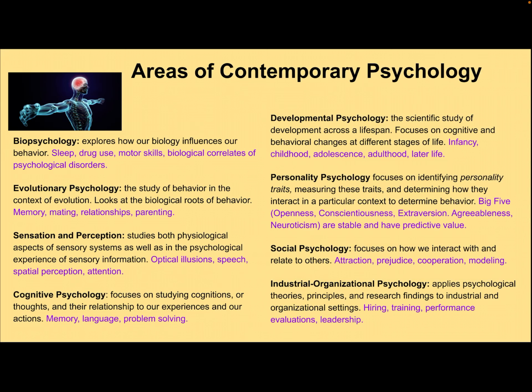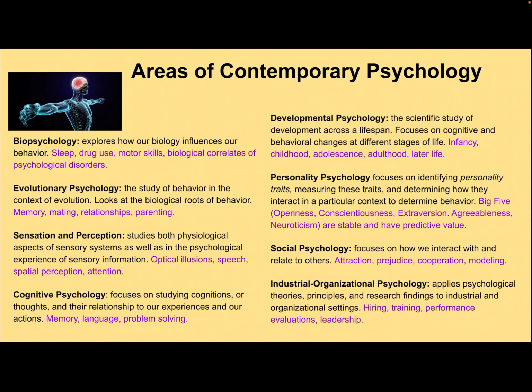Over to the right-hand side, we have developmental psychology, which is the study of development across a lifespan. It focuses on the cognitive and behavioral changes, so mind and behavior, at all the different stages of life. When you learn developmental psychology, often it's broken down into infancy, childhood, adolescence, adulthood, and later life. Sometimes developmental psychology also discusses death and dying and grief.